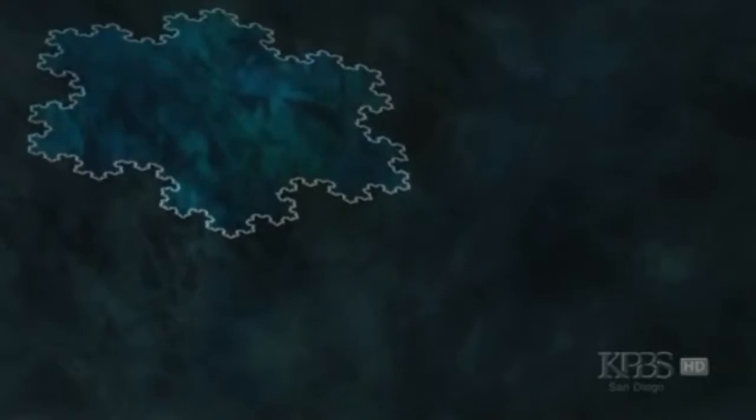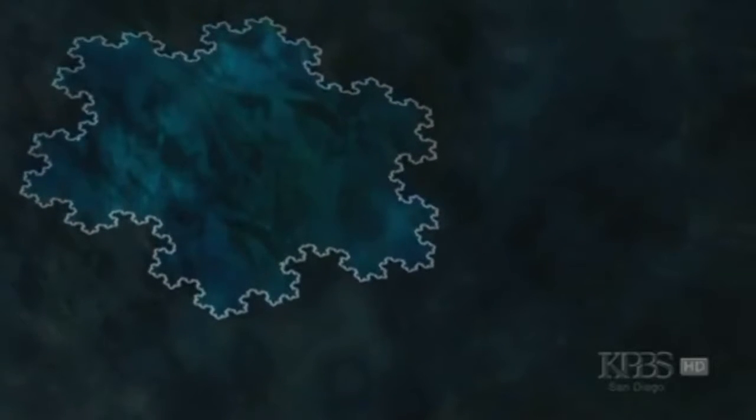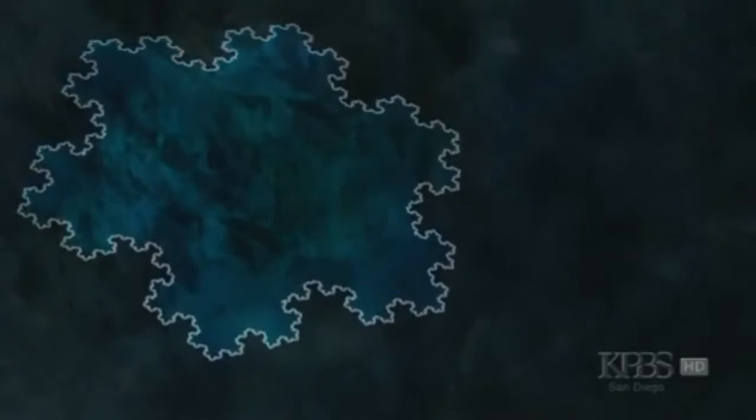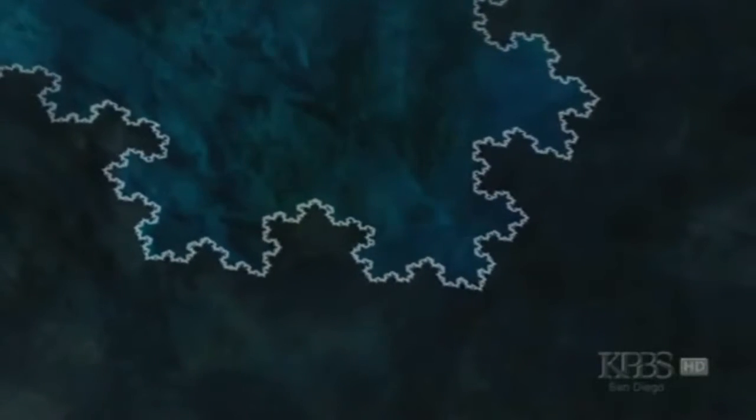Imagine iterating that process of adding little bits infinitely many times. What you end up with is something that's infinitely long. The Koch curve was a paradox. To the eye, the curve appears to be perfectly finite. But mathematically, it is infinite, which means it cannot be measured.